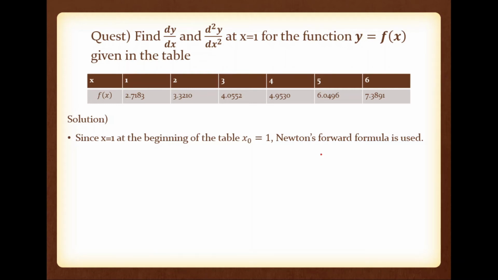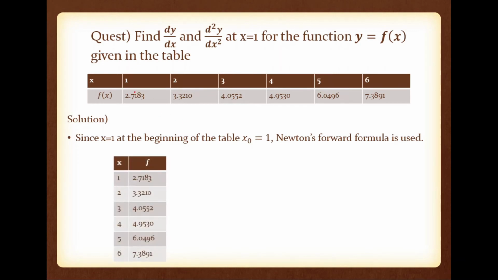So what type of table do we require? We require the forward difference table, so we are going to create that first. The given data are noted here. Now by using this given data, where x0, the first data, is equal to 1, we are going to find the delta column, that is the first order difference column.